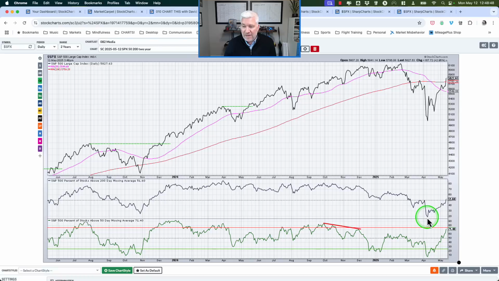From there, the indicator got to around 20% at the April market low. And then from there, as the S&P made a V bottom, made a higher low, and then started to rotate higher, we've seen that breadth indicator improve over time.